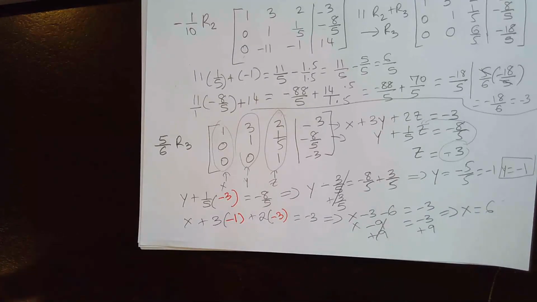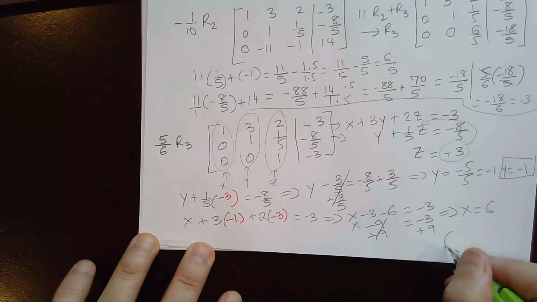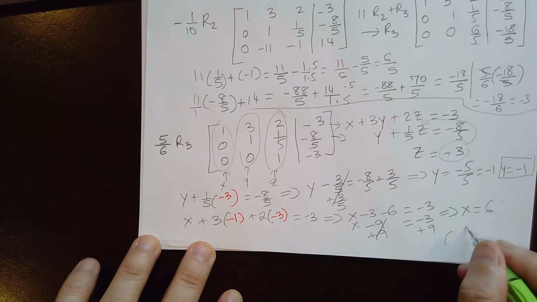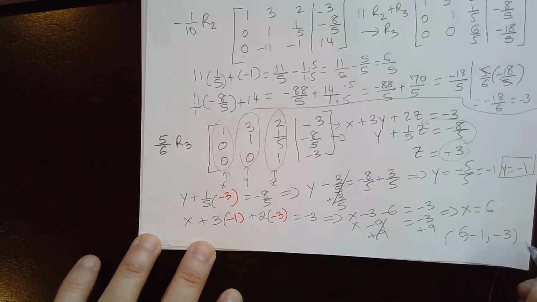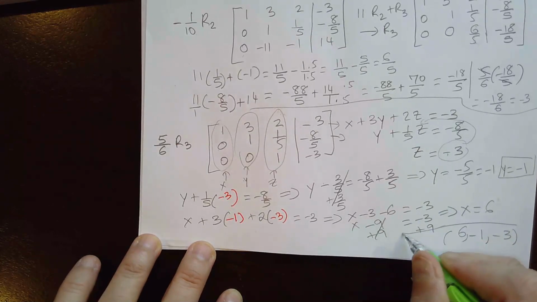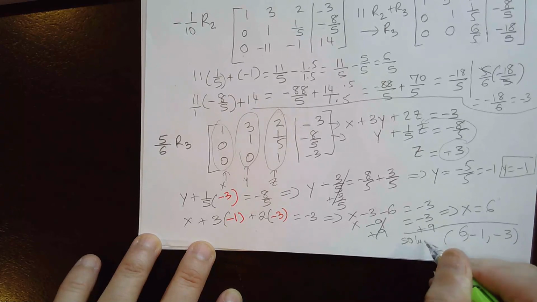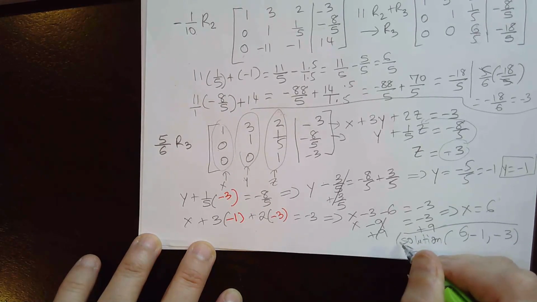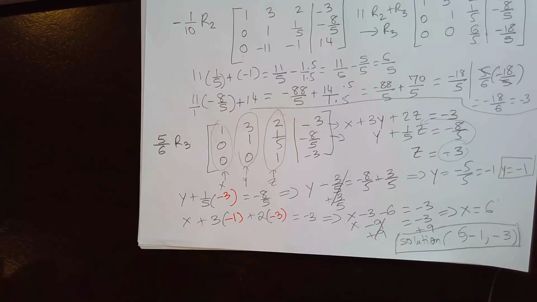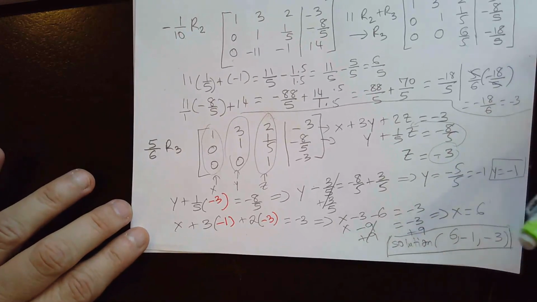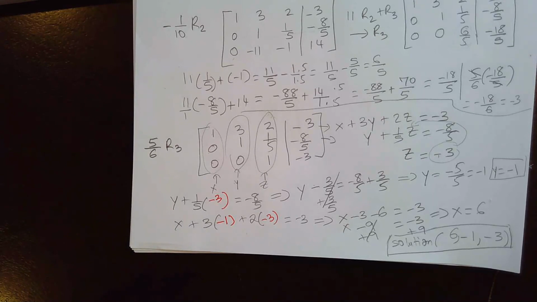So we have x, y, and z, the solution. x is 6, y is negative 1, z is negative 3. That is your solution right here. If you plug in x, y, and z in the original 3 equations, you'll find out that they're solutions to the system of linear equations.